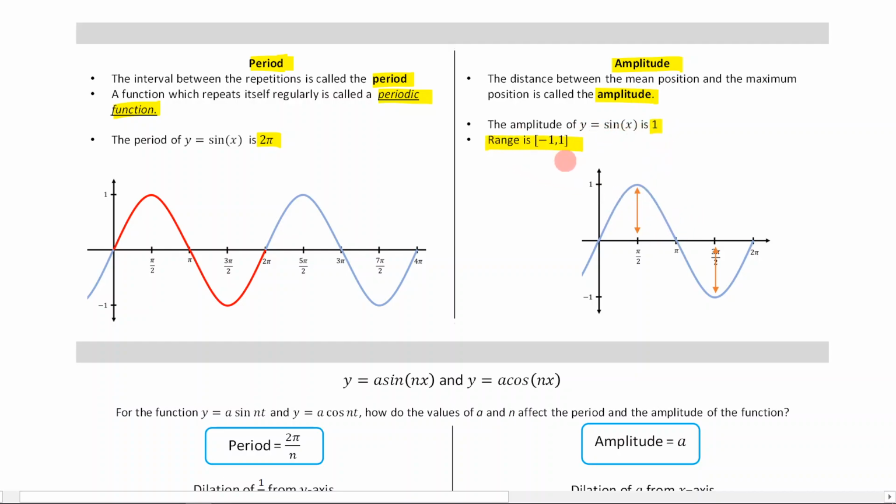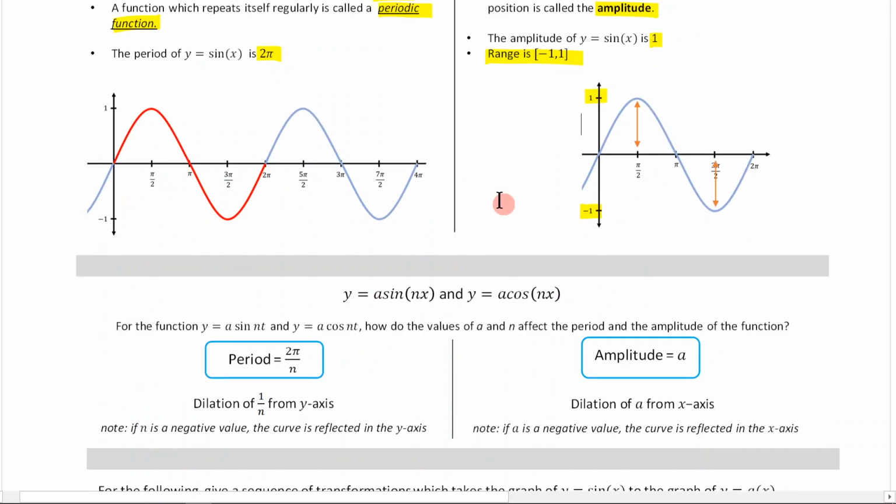I've also put in the range here. So remember, the range is just the range of your y values. So it's from -1 to 1. And remember those inclusive brackets there. So obviously the range is linked to your amplitude there, and we'll be seeing that more soon.